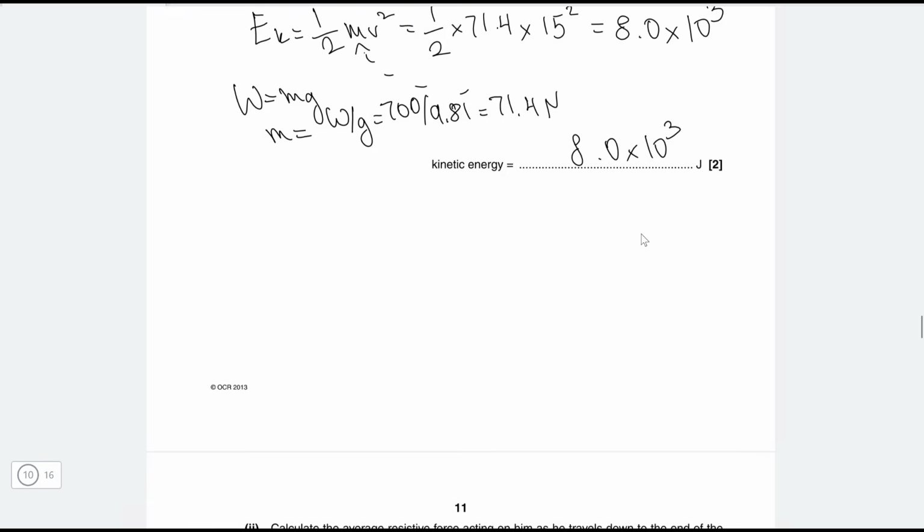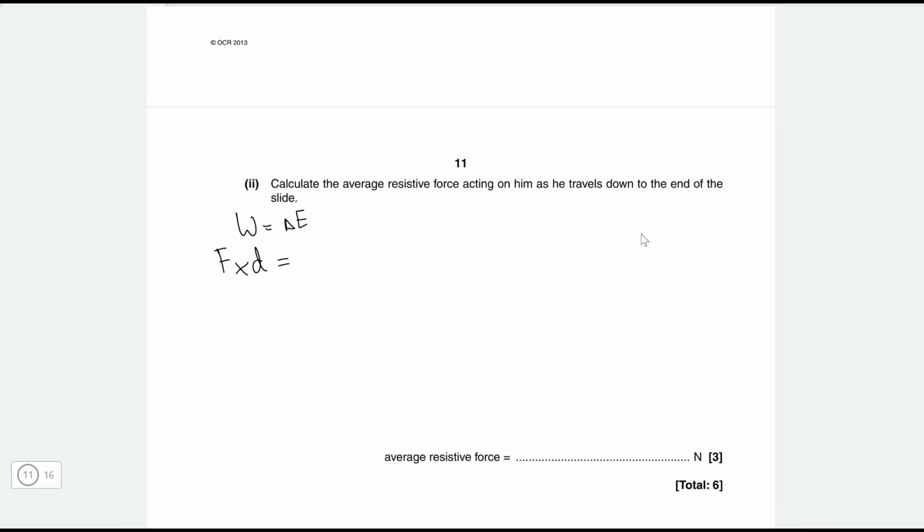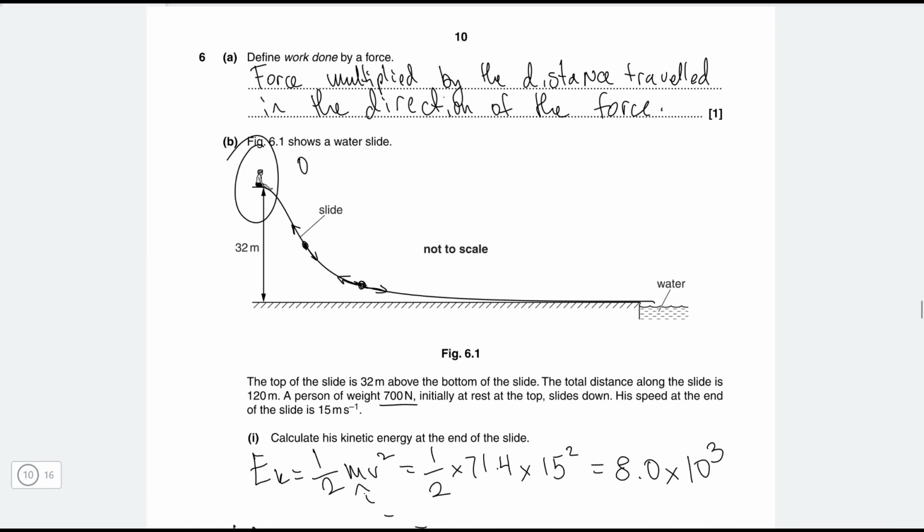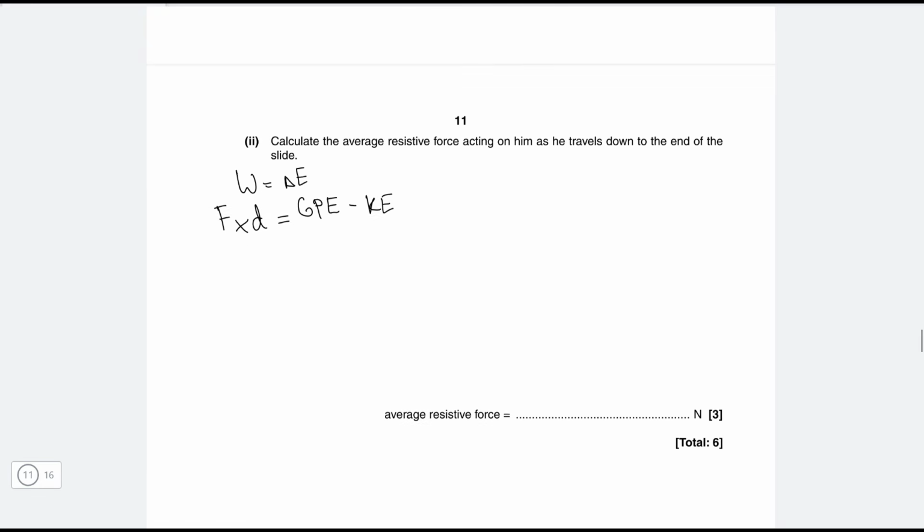So what we can say is that force times distance will be equal to the change of energy. Now our change of energy will simply be equal to the difference between the gravitational potential energy GPE, take away the kinetic energy at the end. This is simply because right here at the top we only have GPE, and once we reach the bottom of the slide, let's say here, we have kinetic energy only. So if we take those away, we'll find our change of energy.